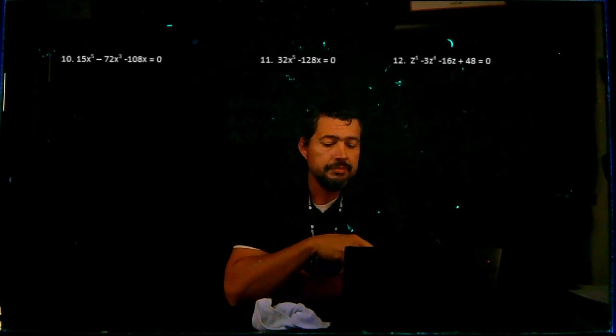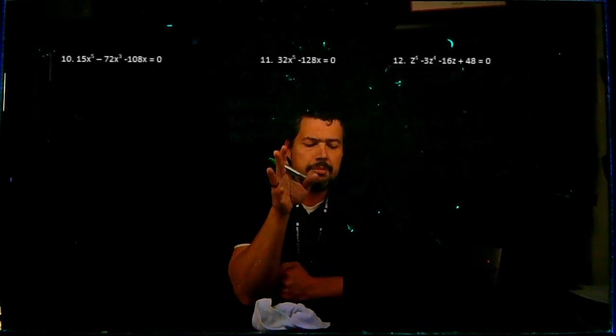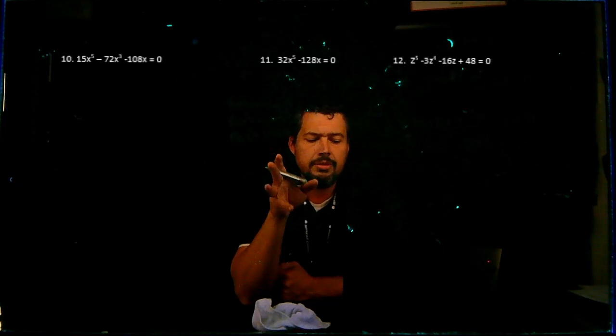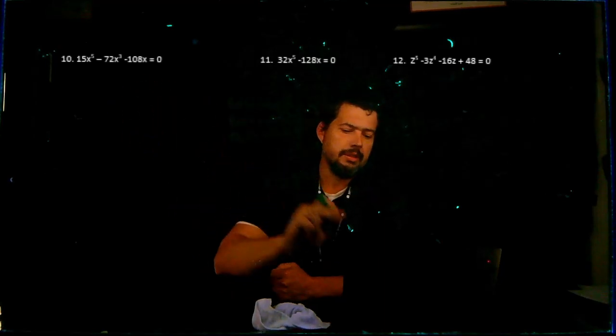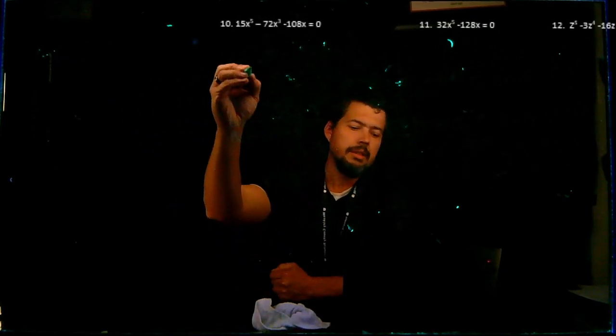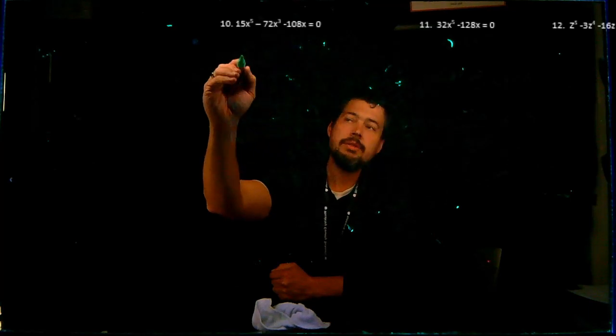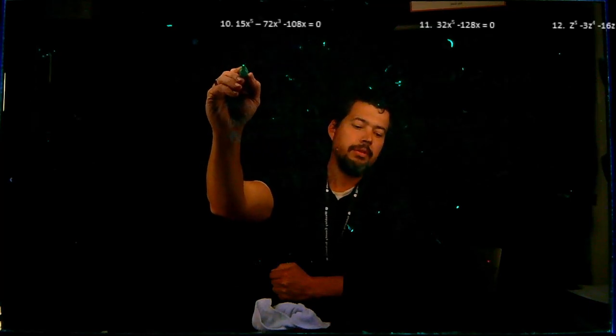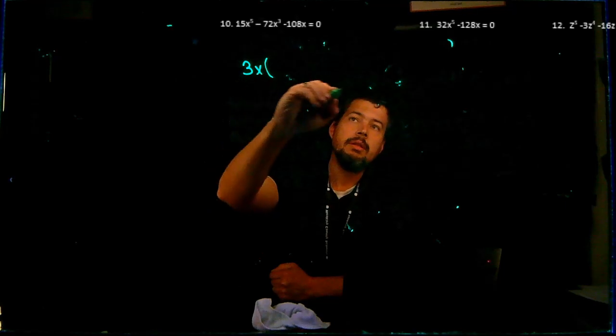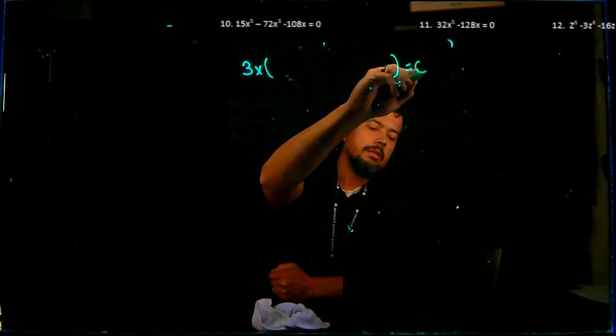Let's do 10. So I see the numbers 15, 72, and 108. And my gut says they're all divisible by 3. And I trust my gut. It's usually right. I also notice they all contain an x. So I'm going to pull that x too. I'm going to pull out a 3x. That's what I'm going to do first.